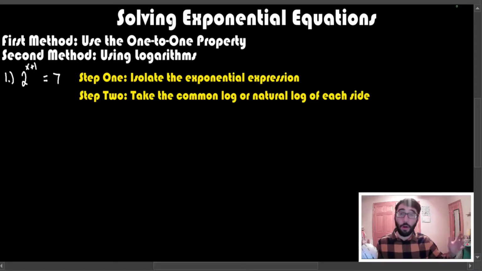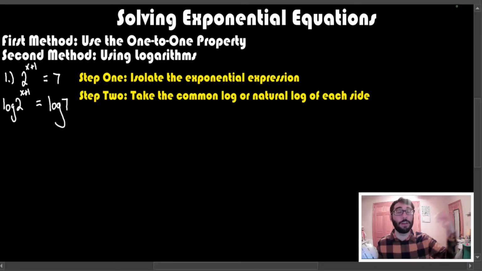Remember, as long as you do the same thing to both sides, you can really do whatever you want to an equation. If I wanted to, I could just add 3 to each side, just because. Why not? Who cares? Well, actually, I care, because that wouldn't help us solve it. But we can go ahead and take the common log or natural log of each side. So I'm going to go ahead and take the common log of each side. So now this becomes log of 2 to the x plus 1 power is equal to log of 7.